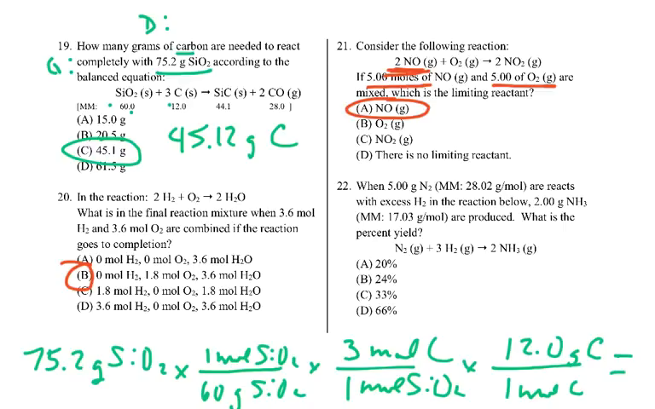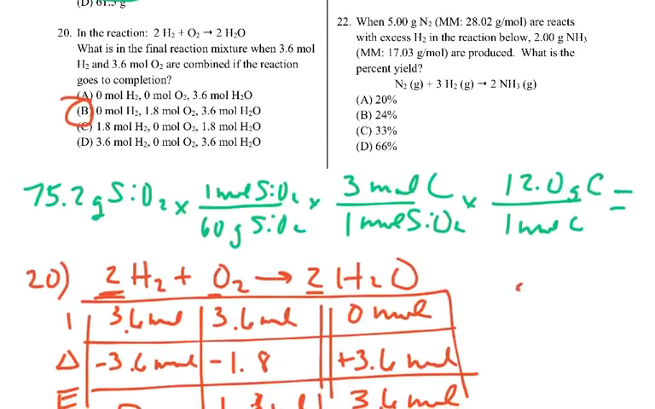Okay, last one here is number 22. When 5 grams of N2 are reacted with excess hydrogen by this reaction, then 2 grams of ammonia are produced. What's the percent yield? Right away, if they say 2 grams is produced, that's my actual yield. And I want the percent yield, so I need to find the theoretical yield. And that is just going to be the answer to my problem. If I say I have 5 grams of nitrogen, and excess hydrogen means I have plenty of hydrogen, so don't worry about that. So if I start with 5 grams of nitrogen, how much ammonia can I make?